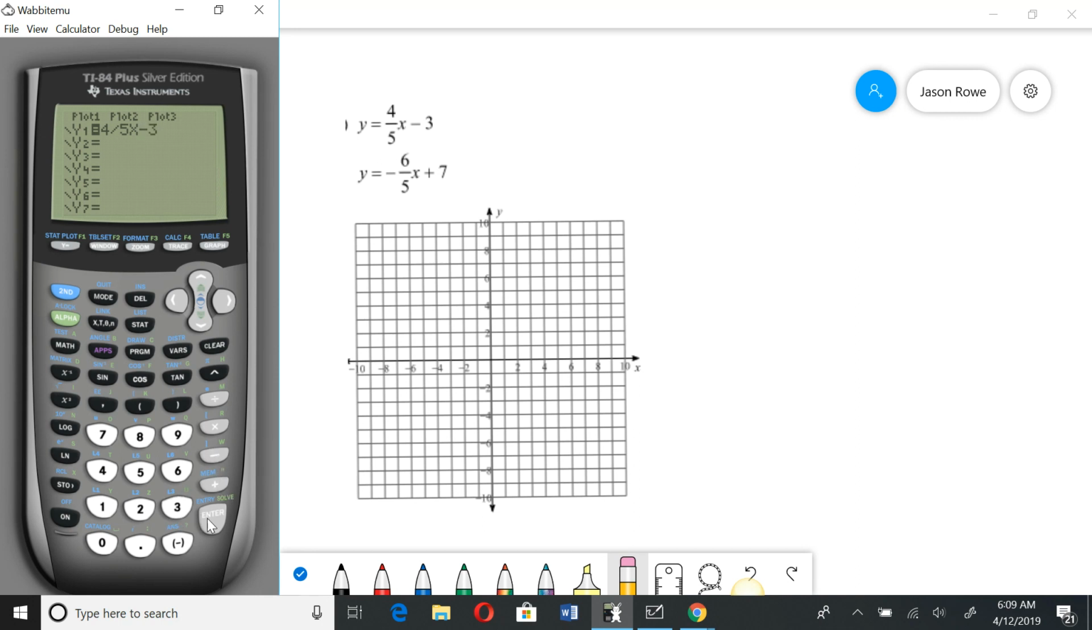minus 3. Okay, and I'm going to hit enter to go to the next equation and do the same thing for this one. And this is the negative button. Don't use subtraction, use this negative button. So negative 6 divided by 5, x plus 7. Now to take a look at the graph, you just hit the graph button right here, and you see the graph pops up.